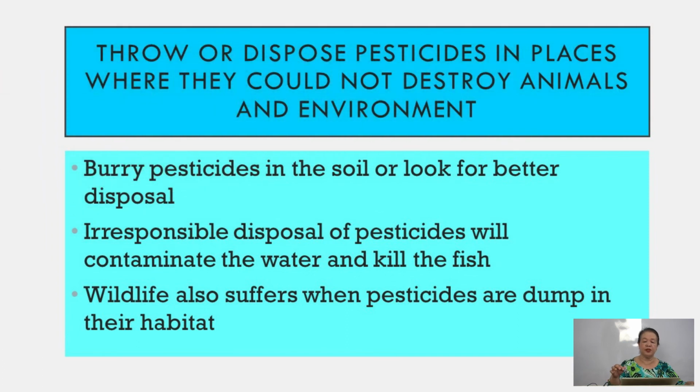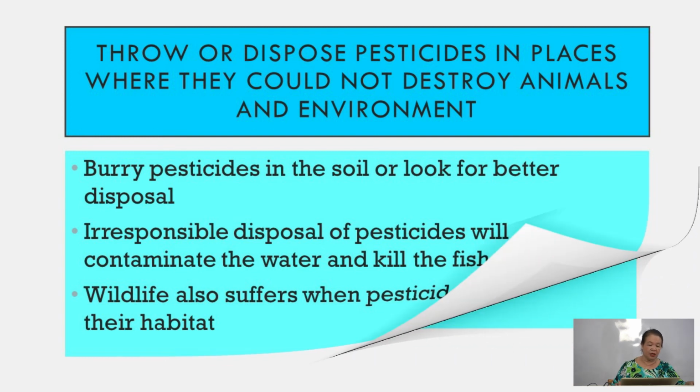Throw or dispose of pesticides in places where they could not destroy animals and the environment. Bury pesticides in the soil or look for better disposal because it is safe there. Irresponsible disposal of pesticides will contaminate the water and kill the fish. Wildlife also suffers when pesticides are dumped in their habitat. So be a responsible user of pesticides.